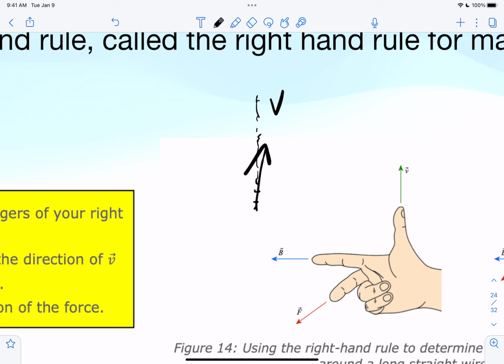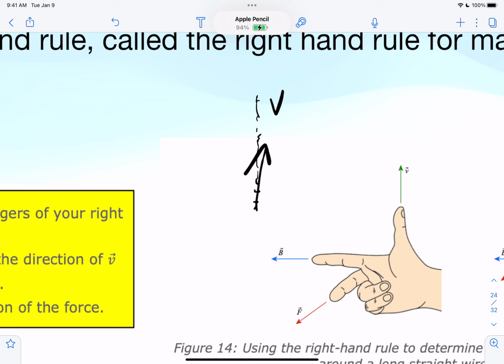So if I'm pointing away from me, that's my magnetic field. Into the page, I have my thumb, my velocity moving upwards. Exactly. I should have my magnetic force pointing to the left. Exactly. Now, here's where things get a little carpal tunnel-y.